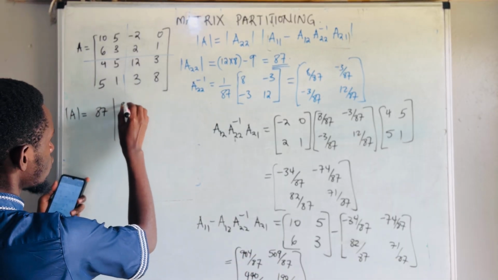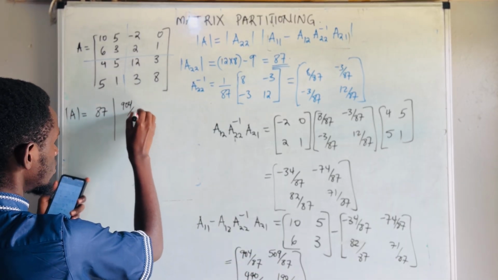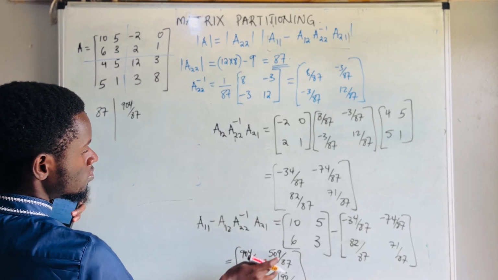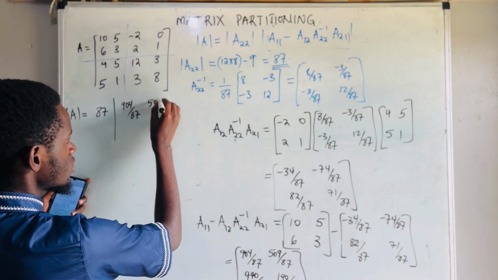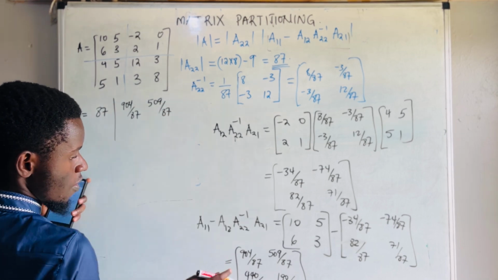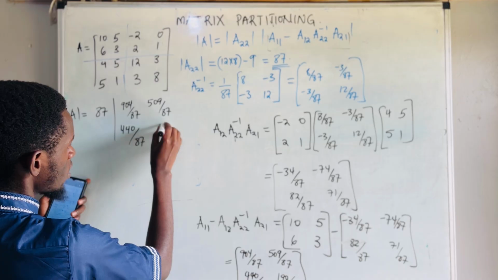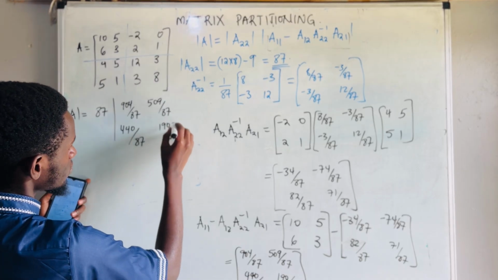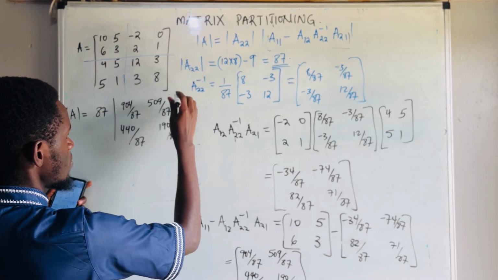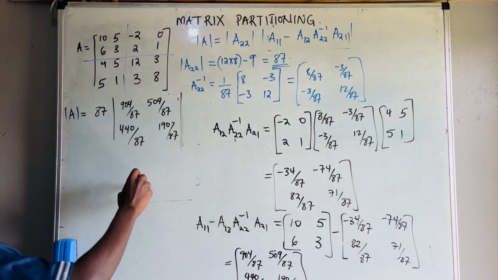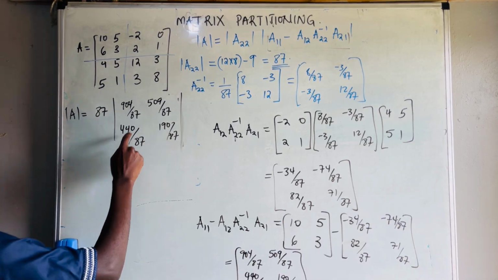We have 904 over 87, then here you have 509 over 87. Then here we have 440 over 87, and then 190 over 87. Now, if this is the matrix, how do you get the determinant? You just get the major diagonal product minus the minor diagonal product.